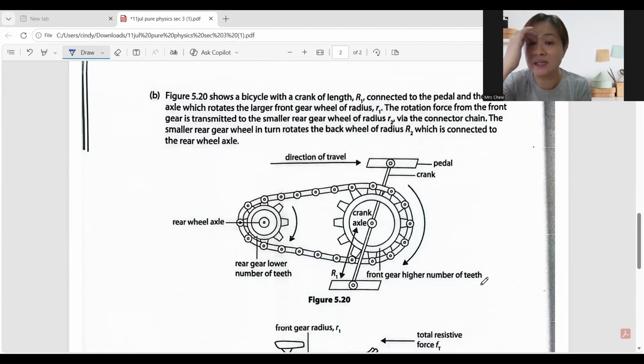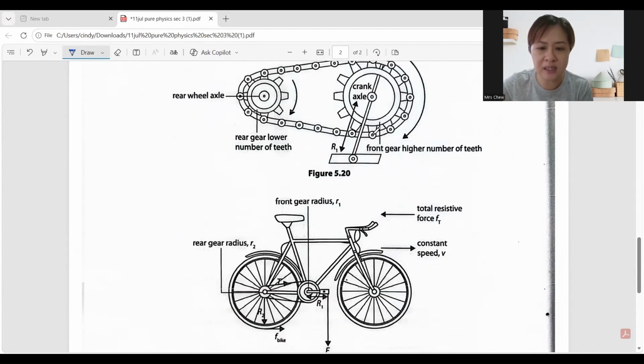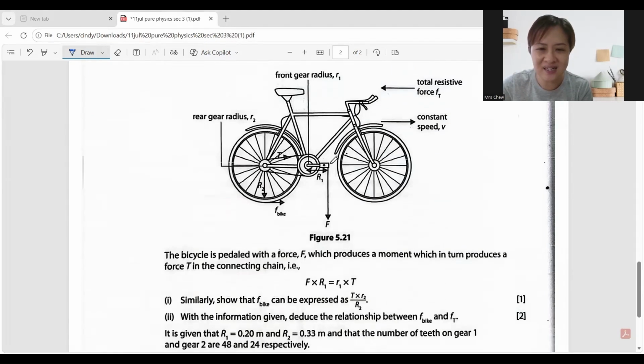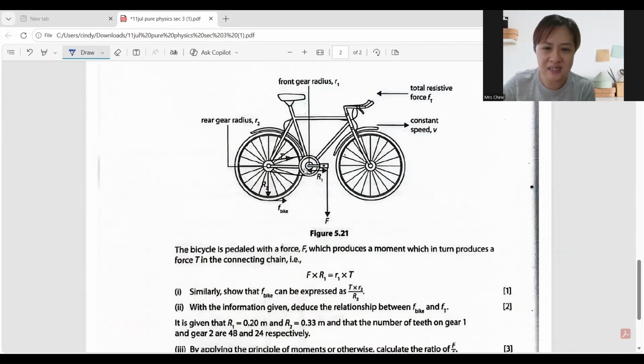Now, another figure shows this. It's a bicycle, and they show you a crank length R1. So just take note where R1 is. It's this length, and it is connected to this small radius, which is here. So this is R1. Actually the R1 is here. So do take note of this.